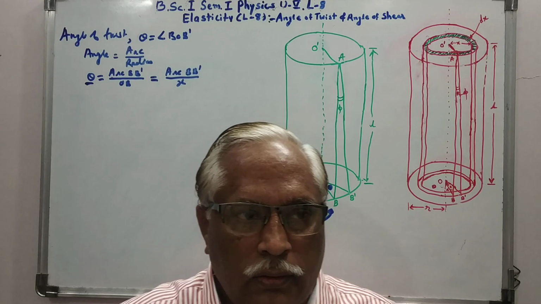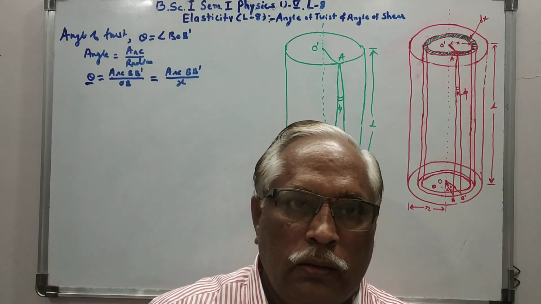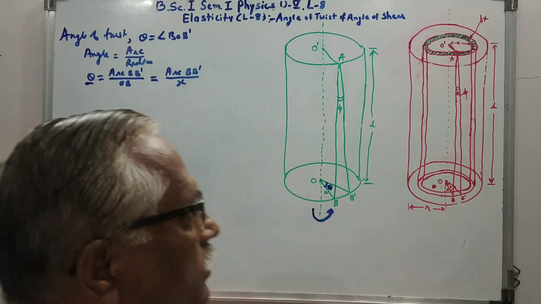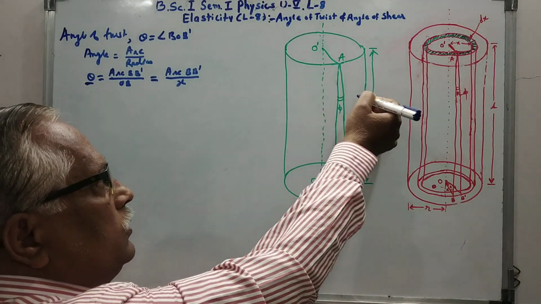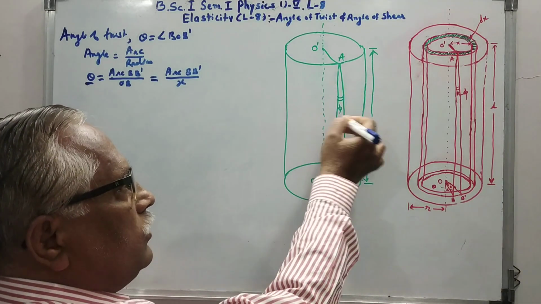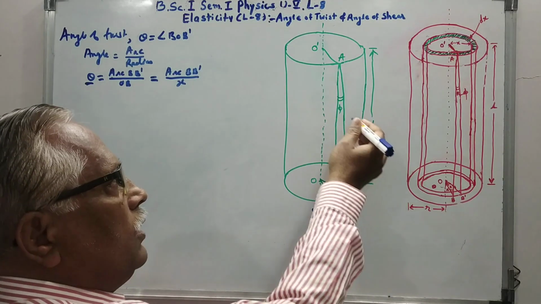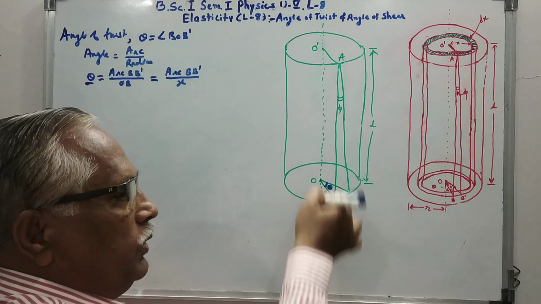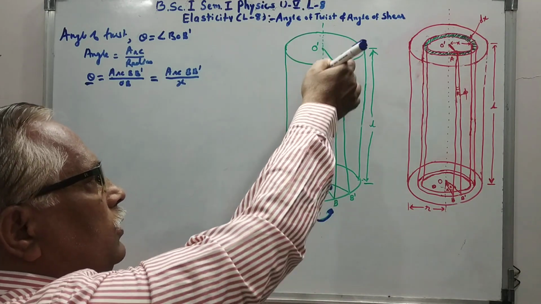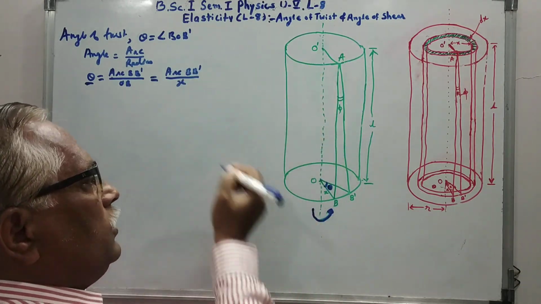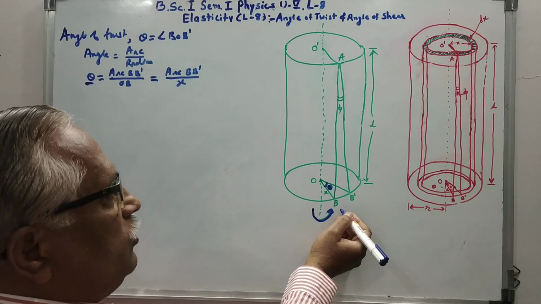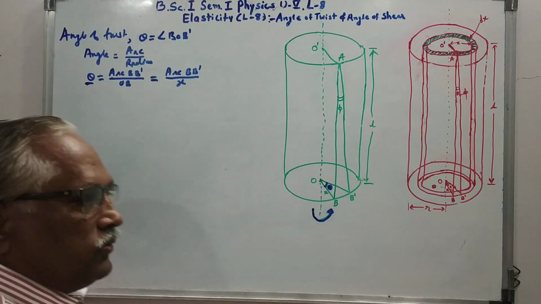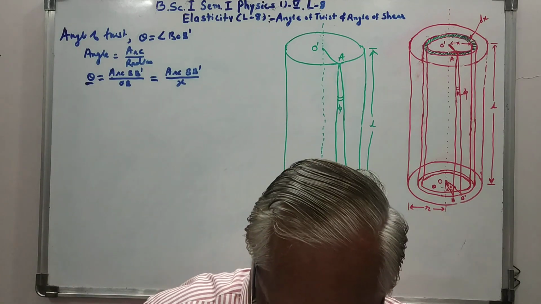So the angle of twist depends on the distance of the cross section. Every cross section gets twisted, and the angle depends on the distance from the fixed end. As the distance increases, the angle of twist increases, and the maximum angle of twist is for the cross section at the lower end.